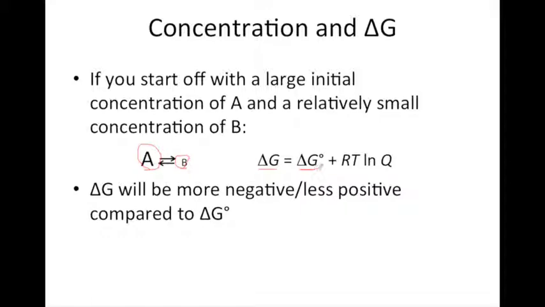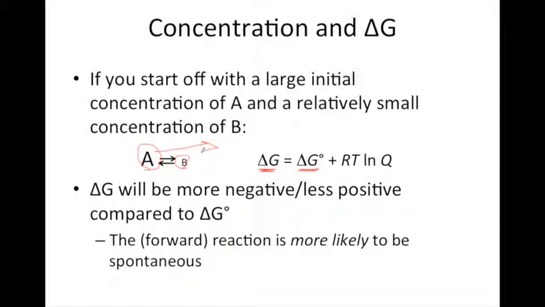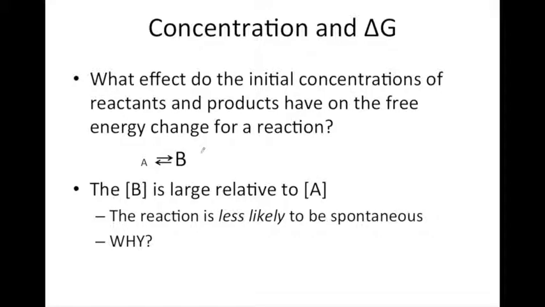So if delta G standard is negative, delta G will be more negative. If delta G standard is positive, delta G will be less positive compared to delta G standard. Put another way, the forward reaction under these conditions is more likely to be spontaneous. So let's look back and talk about these two scenarios in more detail.